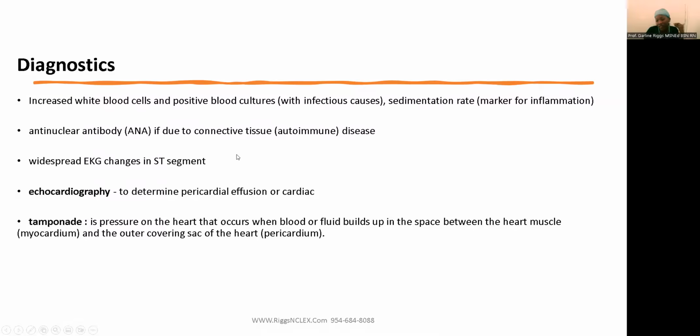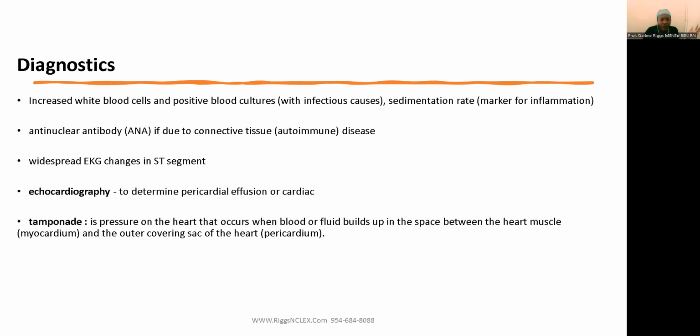Diagnostic wise, we want to find the cause. It could be different causes. So we're going to do a lot of blood work. We're definitely pulling the white count. We're pulling the sedimentation rate. It's going to be elevated. If it's an autoimmune disease, that's why we may need to pull an antinuclear antibody, if we're thinking that's what it is.